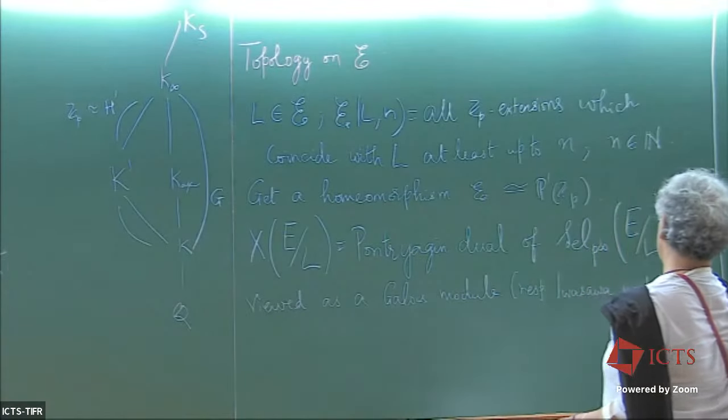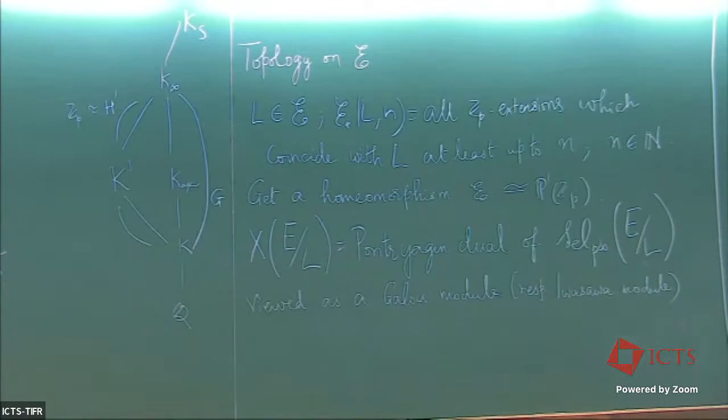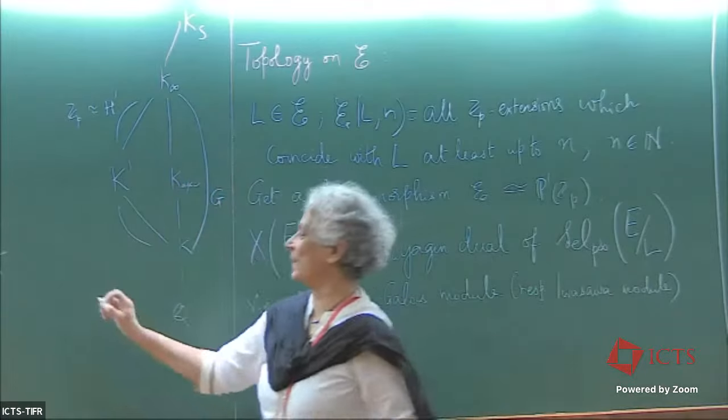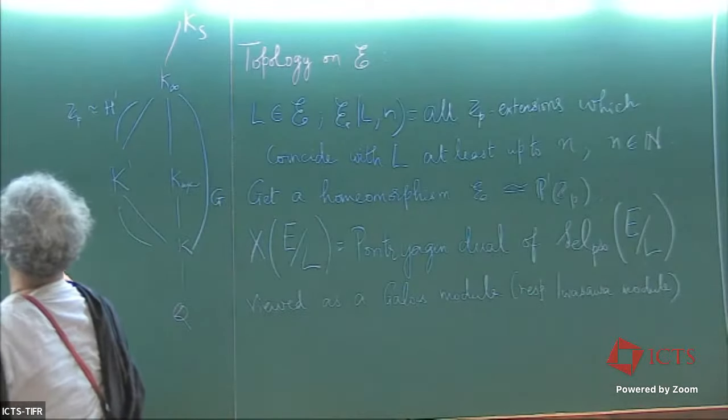May I ask a question? Sure. Script E, does it really parameterize all ZP extensions of K, or just the ones contained in a particular K infinity? So all of these are inside K infinity. Okay, so X is contained inside K infinity.